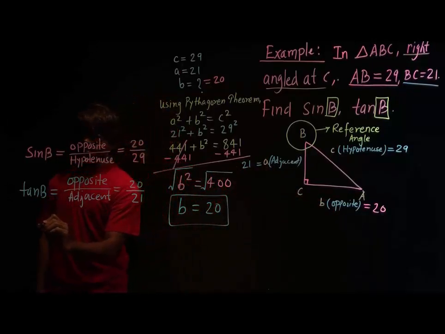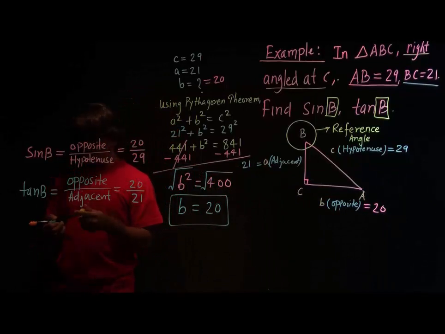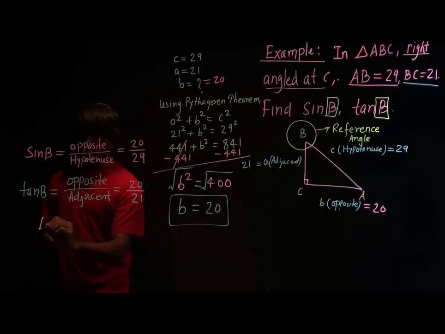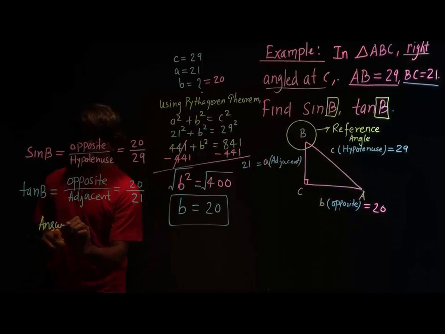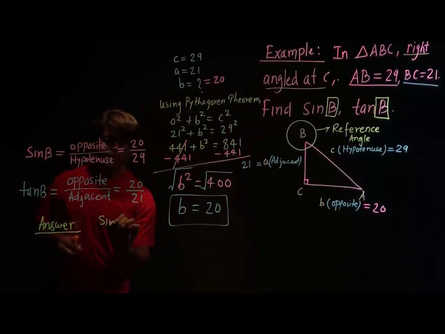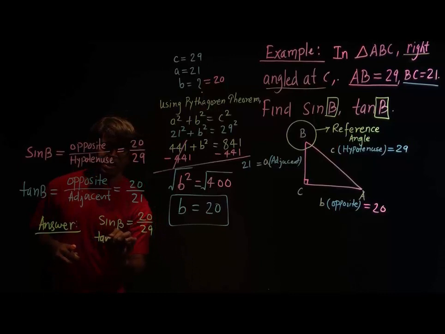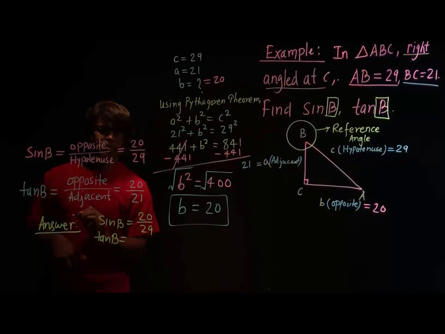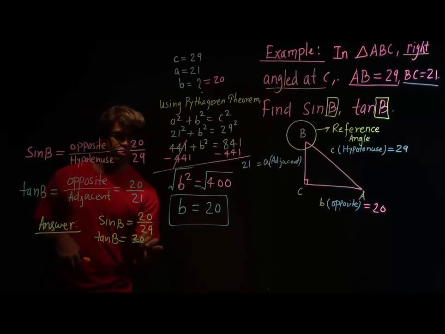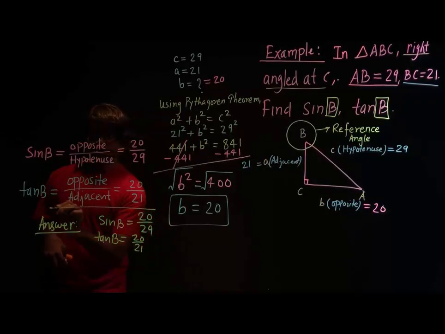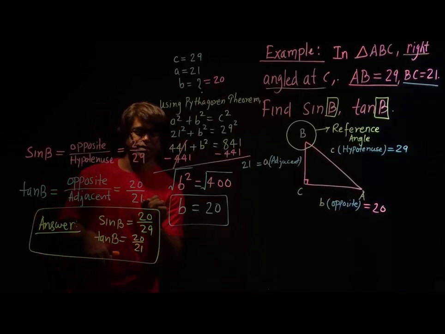So let me write the answer. My answer is: sine b is 20 over 29, and my tangent b is 20 over 21. This is my answer.